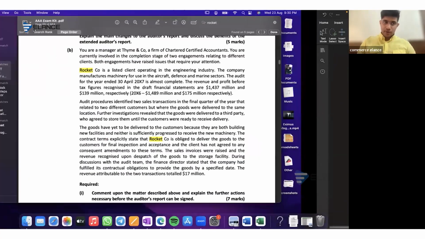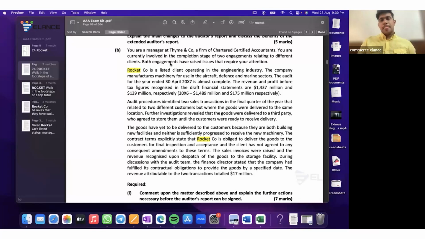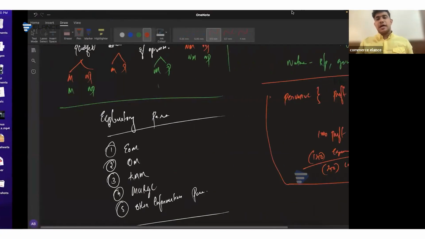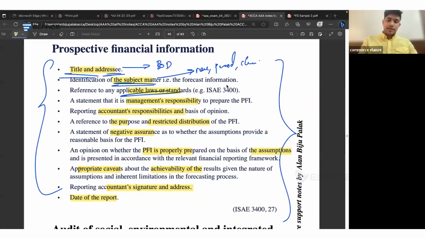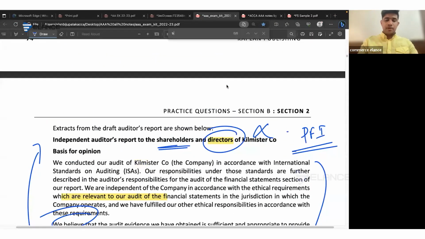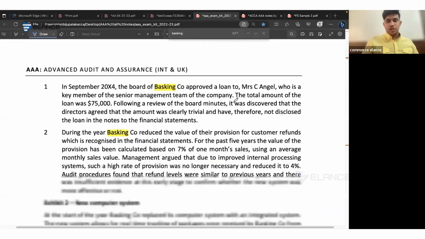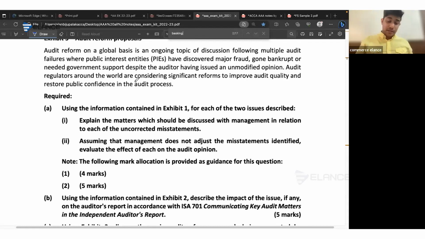Then, moving on. See, there can also be chances of having a question from the area of matters to be considered and discussion with the management. So when it comes to matters to be considered and discussion with the management, you might be getting a scenario like this and the requirement. Explain the matter which should be discussed with the management in relation to each of the uncorrected mistakes. Assuming management does not adjust misstatement identified, evaluate effect of each on audit opinion.